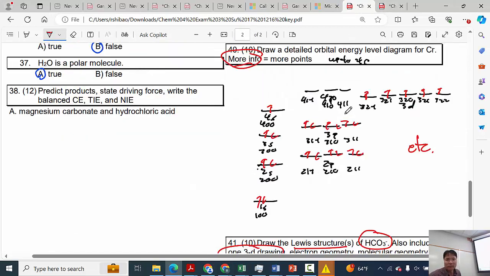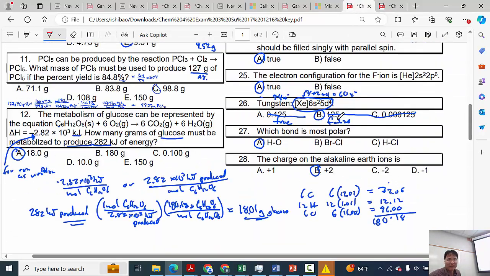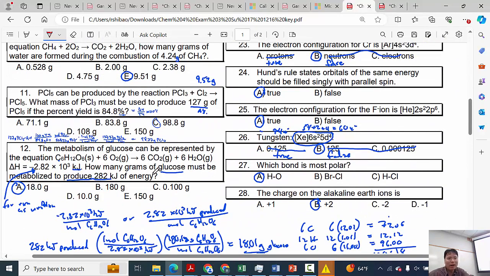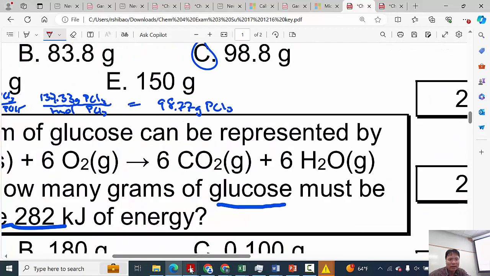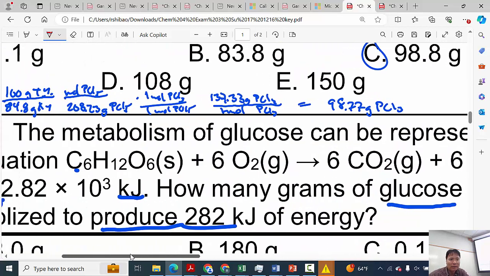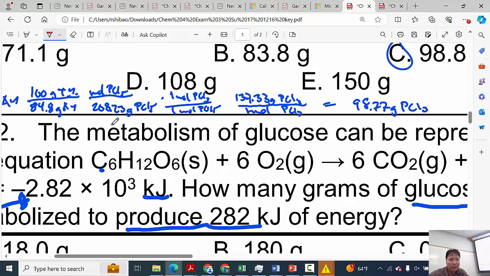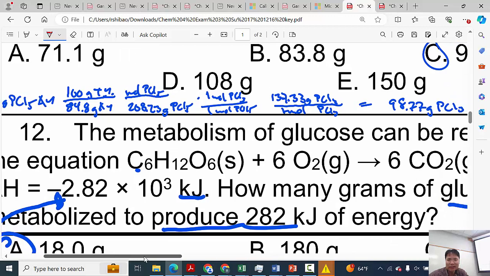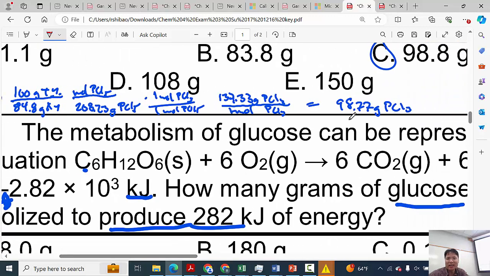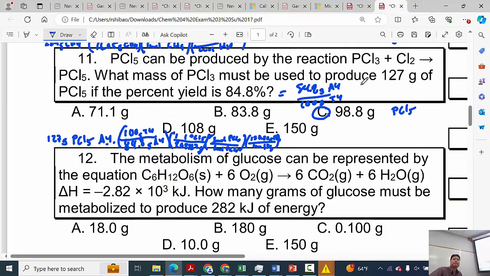I'm curious what I did this morning. Let me see what I got this morning. I got 208.23 this AM. But whichever. And so I end up with 98.77, which is C.